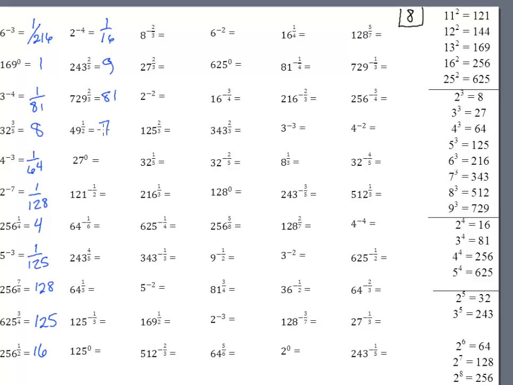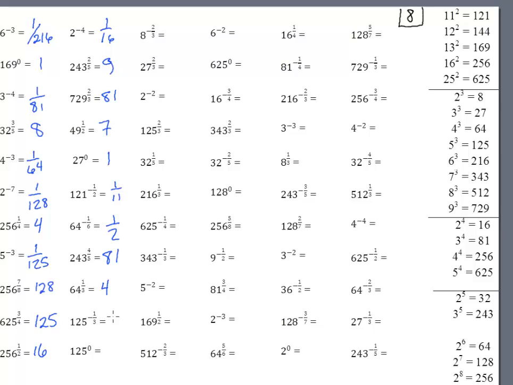49 to the 1/2 power is 7. 27 to the 0 is 1. 121 to the 1/2 power is 11. On the bottom, that's 1 over 11. 64 to the 1/6, 64 to the 6th root is 2, on the bottom, that's 1/2. 243 to the 4/5 power, 5th root is 3, 4th power is 81, but there's no negative exponents, so we're just a normal number. 64 to the 1/3 power is 4.